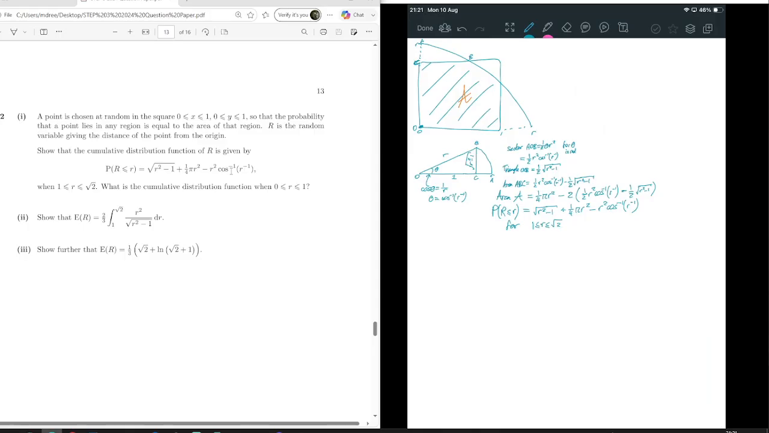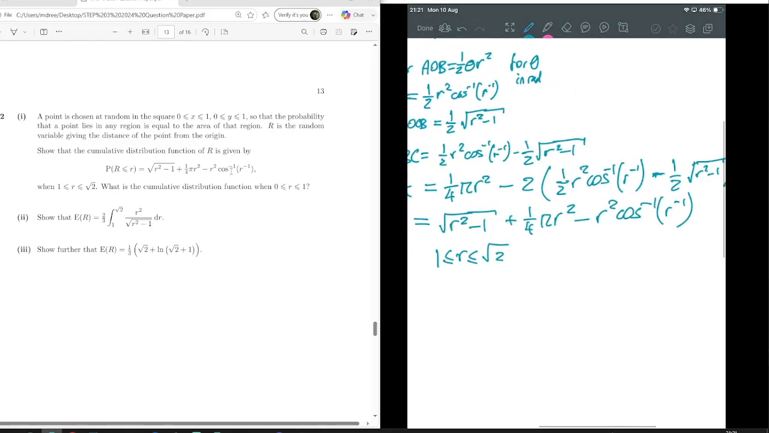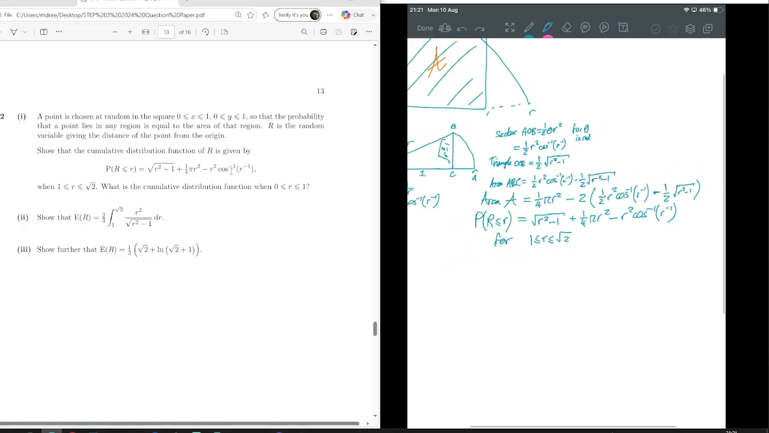Nice. A quick double check that I haven't done anything too stupid, because there's a few things in here that could have been awkward. Now, it is a show that question, so it's not going to be a problem. But here, we can't square root a negative, which is why r has to be greater than 1. And over here, we can't cos inverse something bigger than 1, which again is saying that r has to be bigger than 1, so 1 over r is less than 1. So all of that holds.